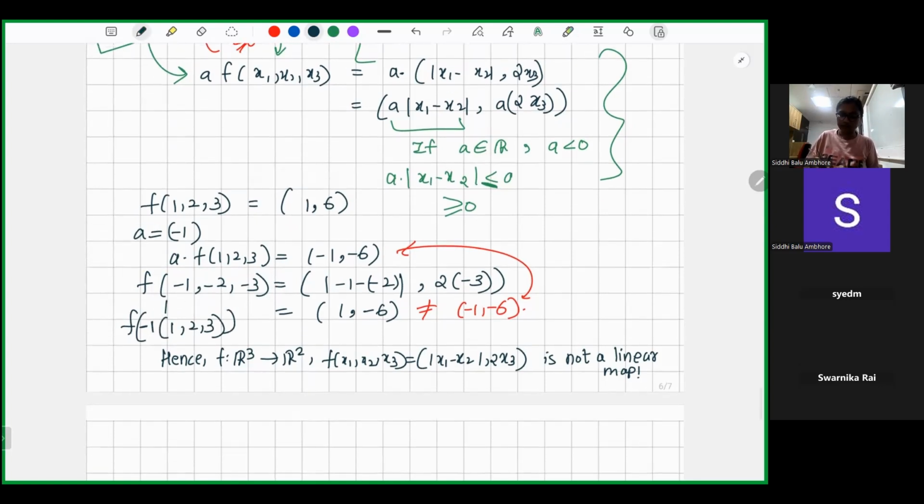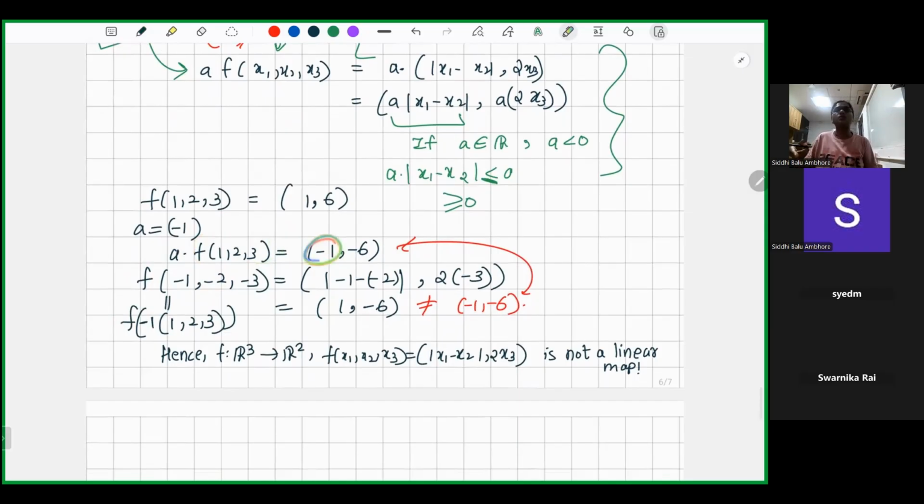So here f is non-negative, if you see. It does not matter whatever the coefficients or numbers I take here, this first coordinate is always non-negative. But since a was negative, when I multiply it from outside in W, that is in my codomain, the first coordinate becomes negative, which is not there. That's the contradiction we get to conclude that f is not a linear map. Is that okay?